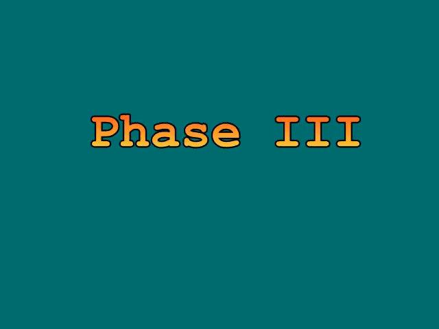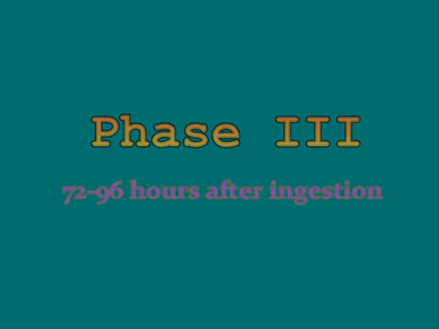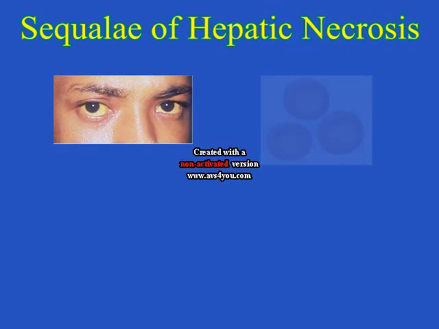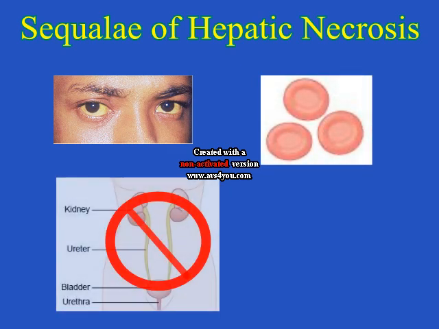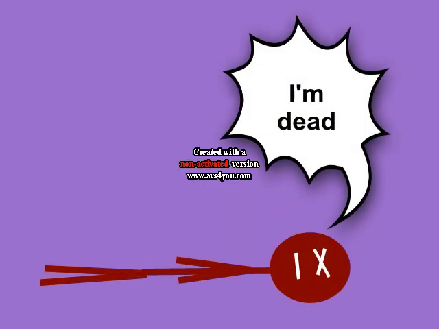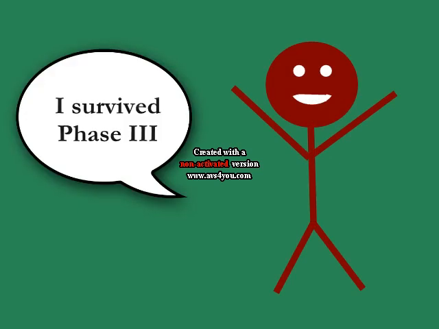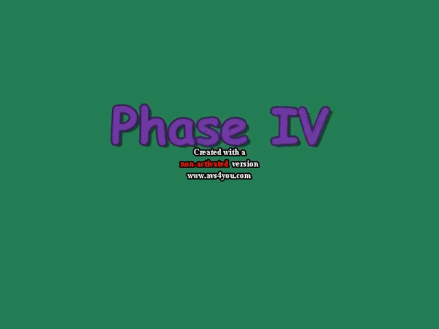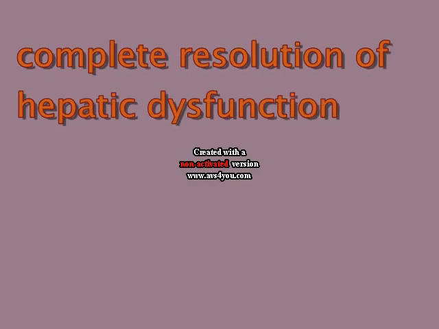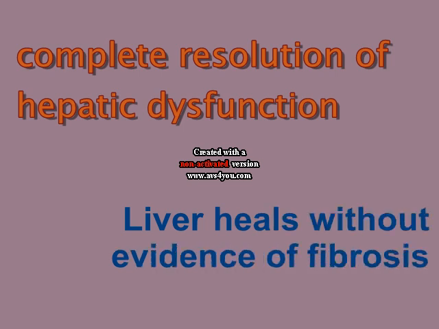Phase 3 of the poisoning commences after 72 to 96 hours of ingestion. This is characterized by the sequelae of hepatic necrosis, which is jaundice, coagulation defects, renal failure, and hepatic encephalopathy. Worse, death due to multi-organ failure may result. If the patient survives phase 3, phase 4 of the toxicity happens. This occurs 4 to 14 days after the ingestion of too much paracetamol. It includes the complete resolution of hepatic dysfunction and the liver heals without evidence of fibrosis.